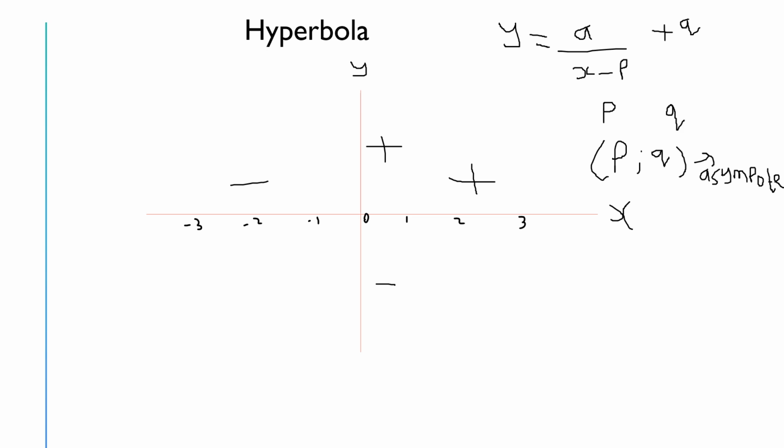Now that that is covered, let's go through how to find the asymptotes. We know already about p and q. Let's say we're given the equation y equals -3 as our a, over x minus 2, plus 4. Then they ask us to find the equation of the asymptotes.